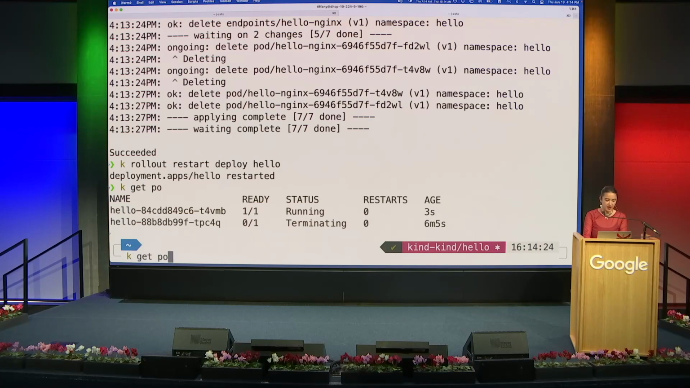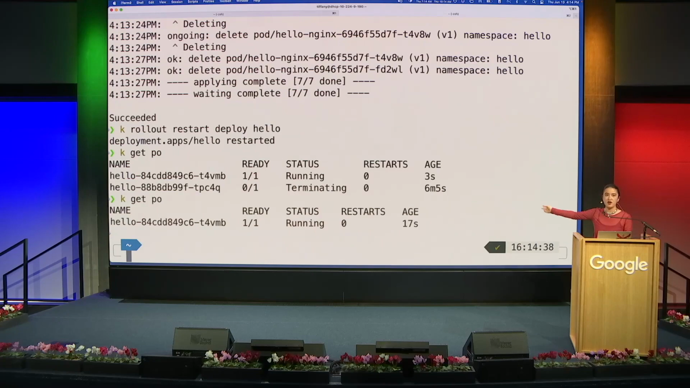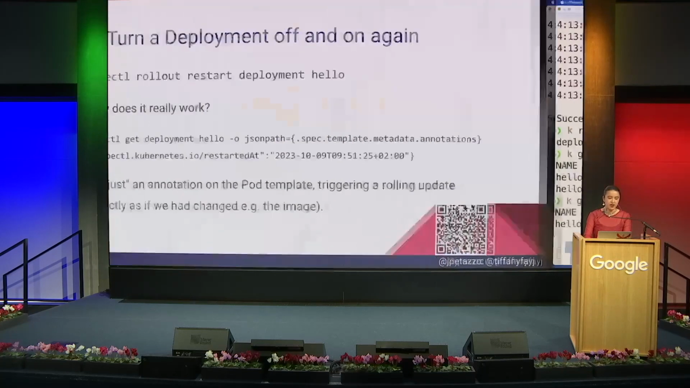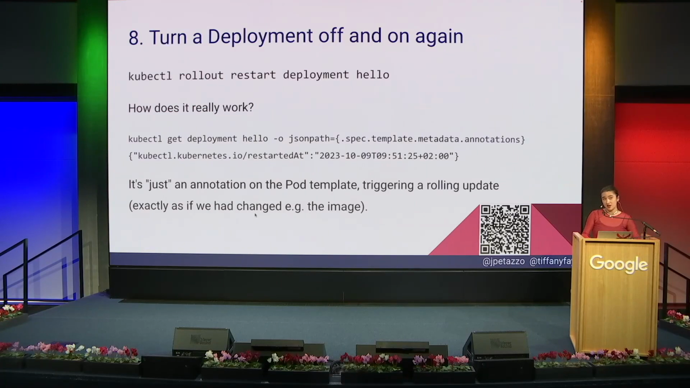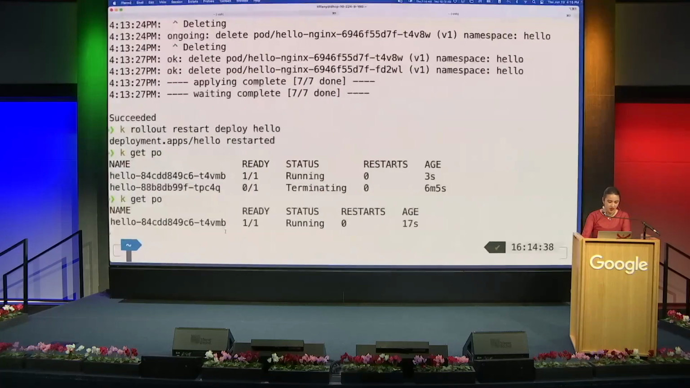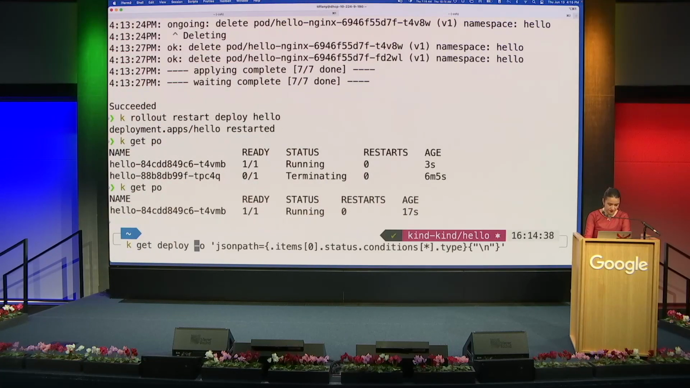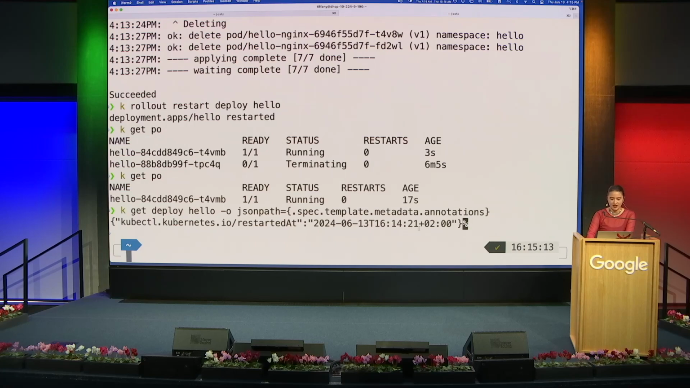If I do kubectl get po again, we can see that we just have that one that's been running for 17 seconds. So that sort of turns it off and on again, in a sense, but you don't have any control over one coming back up. And just to see how that's actually working, basically what it's doing is adding an annotation, and since you made a change, it triggers an update. So if I were to do a get deployment, and we look here, we can see that this is today and when that ended up happening.